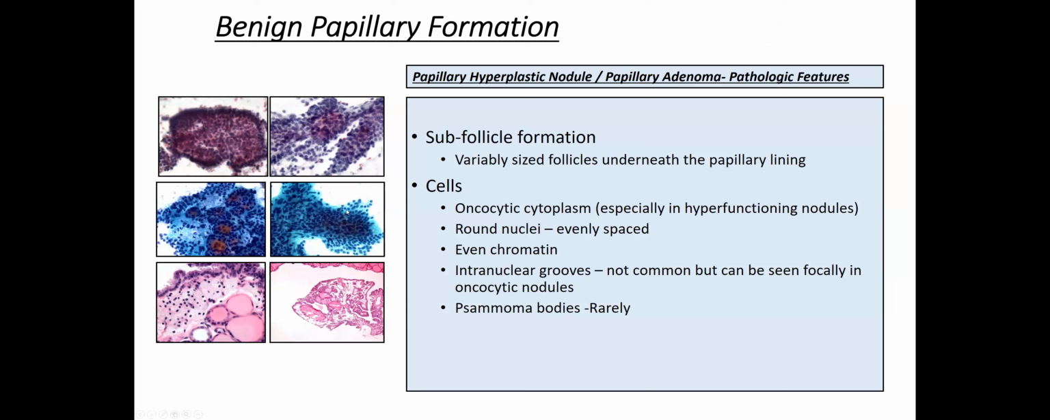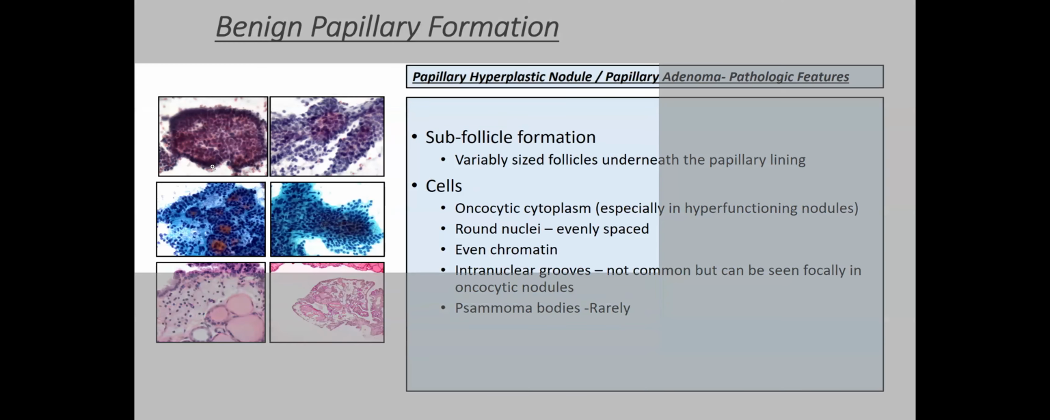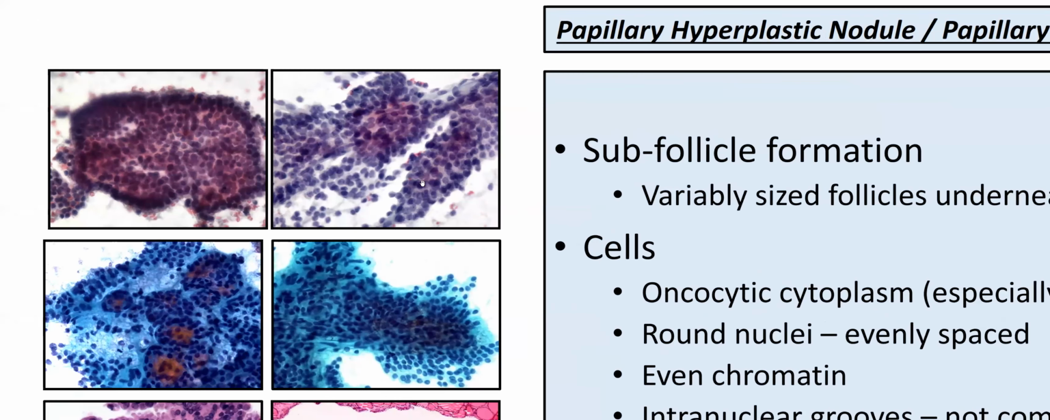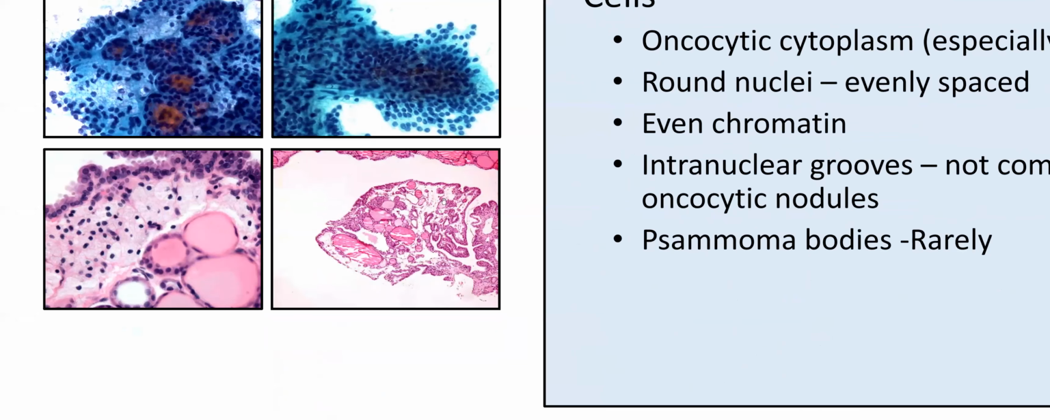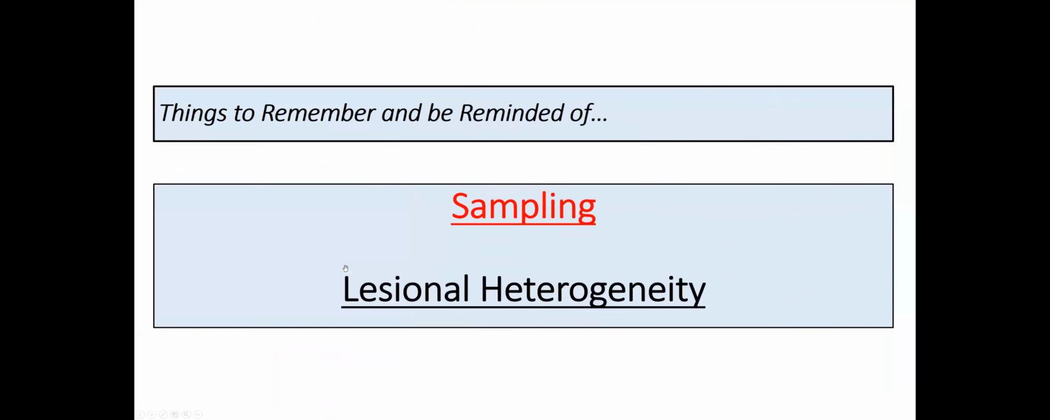This is a case of papillary hyperplastic nodule, and you can see here beautiful papillary formations. But if you look at the cells, there are no nuclear features of papillary thyroid carcinoma. And it was actually this beautiful papillary hyperplastic nodule or papillary adenoma.